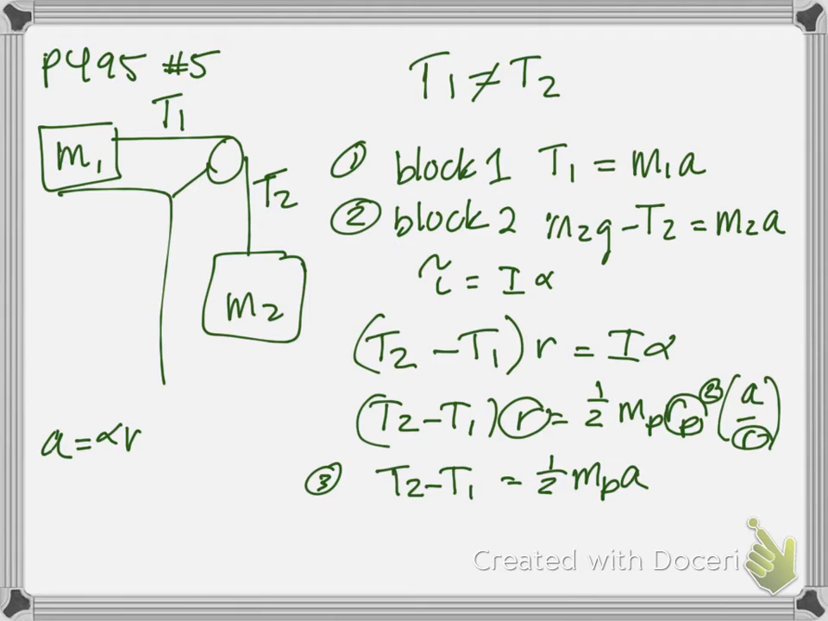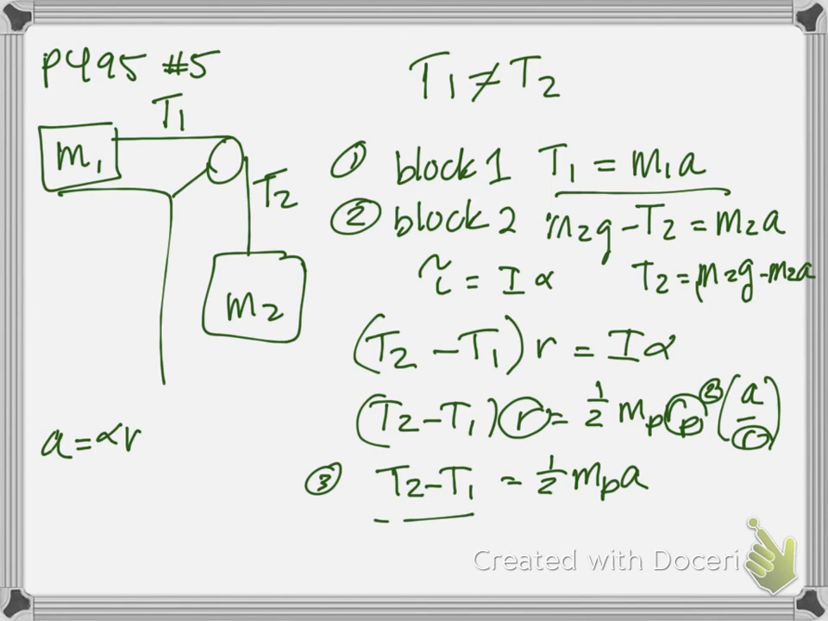So there's my three formulas, right? I've got T1 is equal to M1A, and then T2, I've got an expression for T2 there, and now I've got an expression for putting them together. So we really could do lots of different things, but what I'm going to do is substitute my expression for T1, and then my expression for T2, which is M2G minus M2A. I'm going to just substitute those into this.